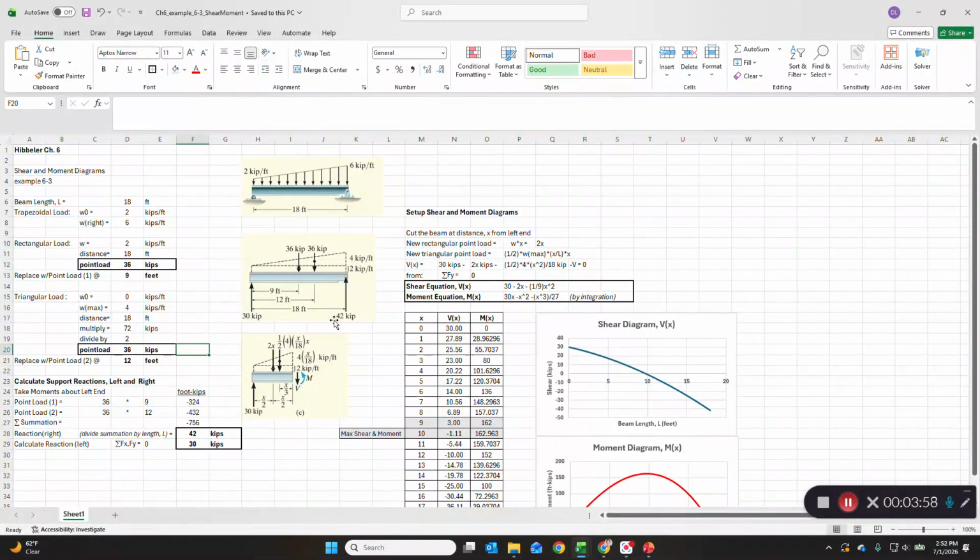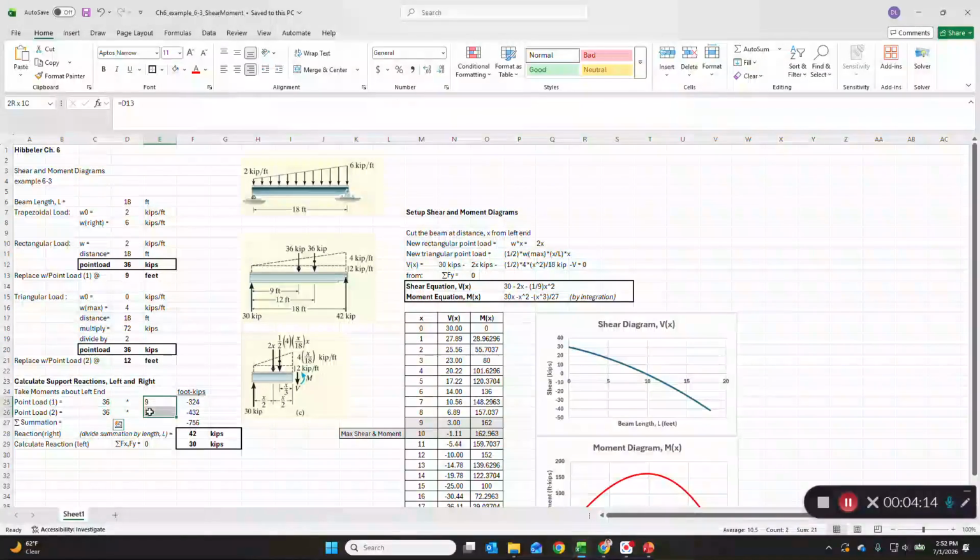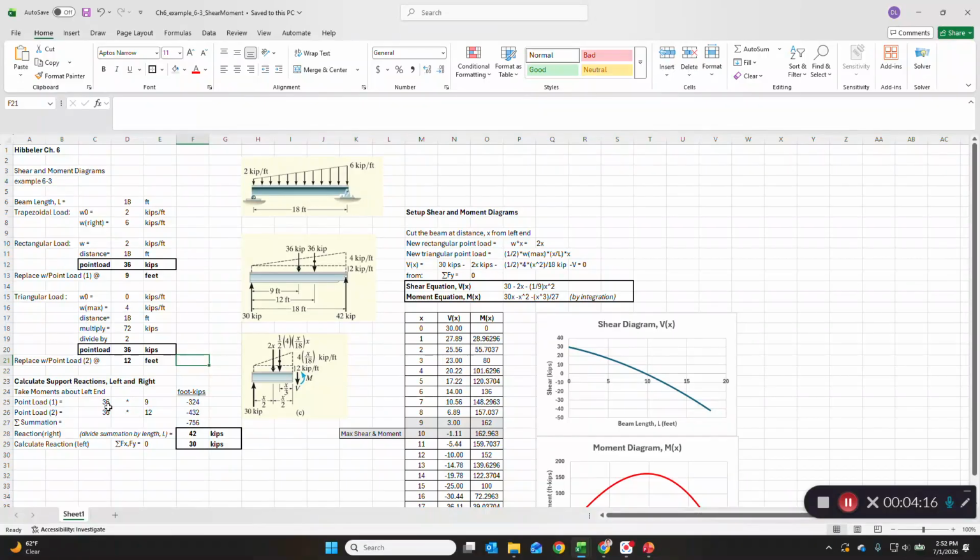Now, where do these 30 and 42 kip loads come from? Well, in order to calculate them accurately, you need to take the moments about the left end. And the summation of the moments is 0 because the beam's in equilibrium, but we've got 2 point loads of 36 at different distances from the left end. So you're just multiplying those loads by their distance. The distance is the arm and the load is the kip load, and then you get these numbers. Now, why are they negative? Because they both will create clockwise moments around A, and the convention is that clockwise is negative. So if you sum these, you get minus 756.